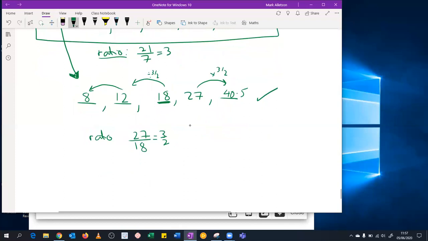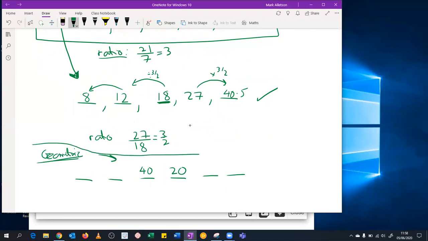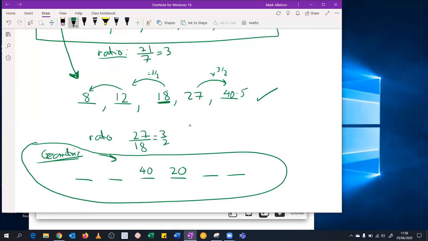So here we go. I'm going to tell you this is geometric. I want you to fill in the other values for me, please. So this is a geometric series. Can you fill in the other values? First, find the ratio. Once you know it, you can continue the pattern.